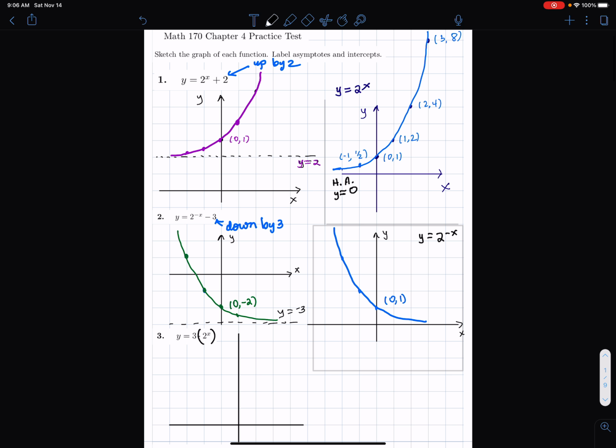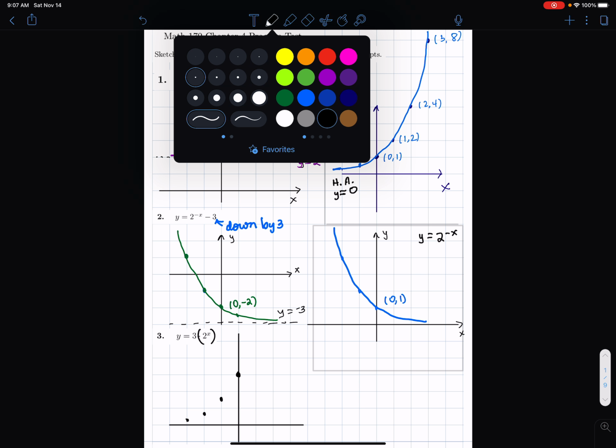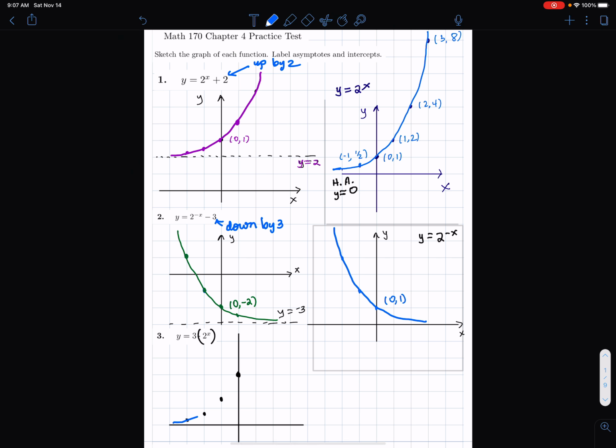But now you go to (0, 1), that's the y coordinate. If I multiply the y coordinate by 3, I'm way up here, it's (0, 3). And then I had (-1, 1/2) multiplied by 3, and I get (-1, 3/2). I didn't show it here, but you would have (-2, 1/4), and multiplied by 3, 3/4. (-3, 1/8) multiplied by 3 is 3/8. What you see is that you still have this same shape, and you still have the same horizontal asymptote.